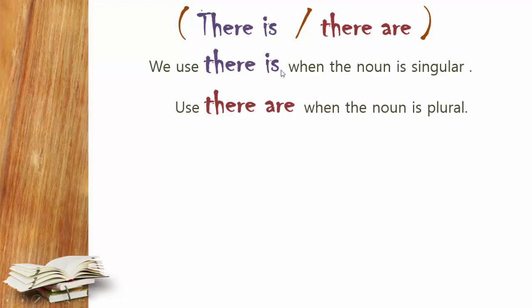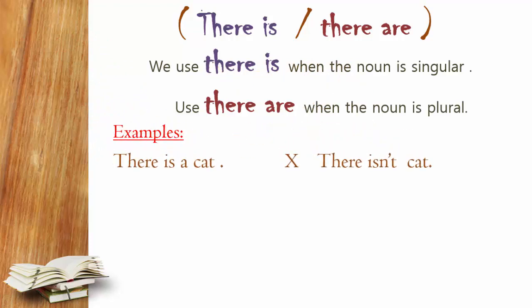We use there is when the noun is singular, just one thing. And we use there are when the noun is plural, and a plural means more than one. Look at the first example. Number one, there is a cat.